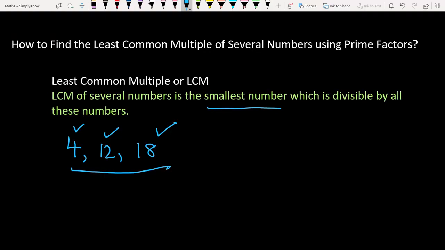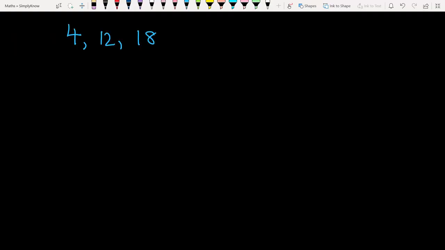So how can we find this smallest number? We are going to use prime factors for that. So let's find out the LCM of 4, 12, and 18 using prime factors. First, we need to write each number as a product of its prime factors.